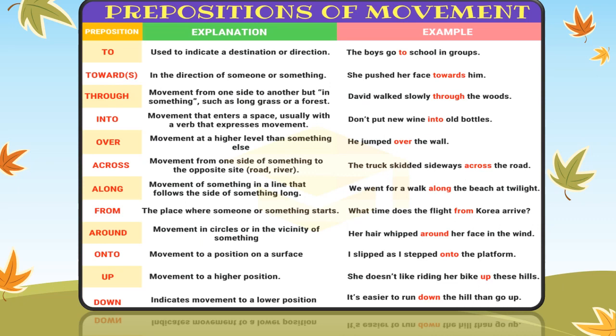Lastly, we come to the prepositions of movement. The prepositions listed are to, towards, through, into, over, across, along, from, around, onto, up, down. Let's look at the first explanation of the word to. To is used to indicate a destination or a direction. For example, the boys go to school in groups.